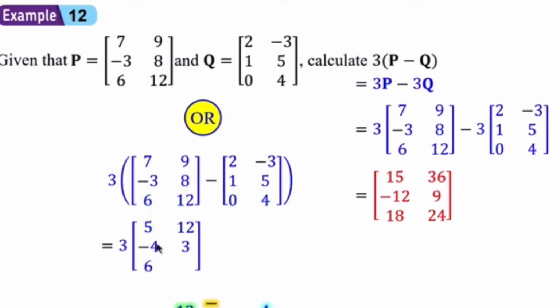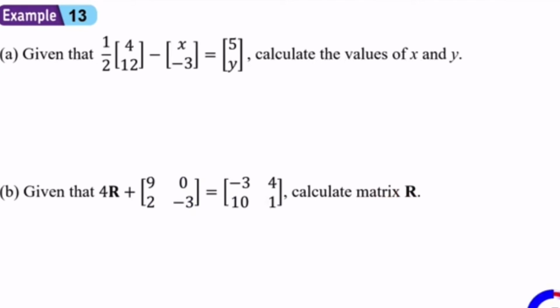Alright, it's the same. Finally, we have to make sure we multiply by 3 for all the elements in the matrix, right? Okay, this is multiplication of the matrix by a number. So remember, you have to multiply the number with all the corresponding elements. So let's see this example. You are given 1 over 2 times a matrix, minus x, equal to 5. You can just compare like this.